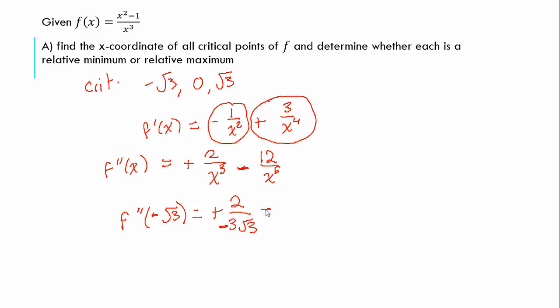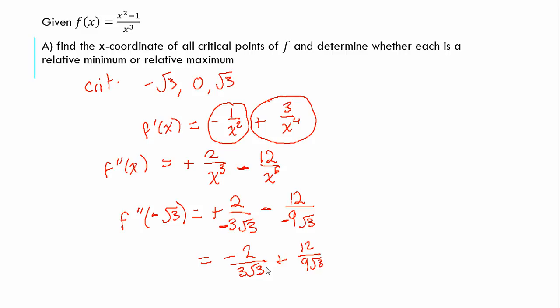And here we're going to minus 12 over, well, it's x to the 5th. Well, x squared is 3, as we just showed, and then x to the 4th must be 9. So this is minus 12 over 9, and it's negative 9 root 3. So these two negatives become a positive. So this whole thing is equal to negative 2 over 3 root 3 plus 12 over 9 root 3.